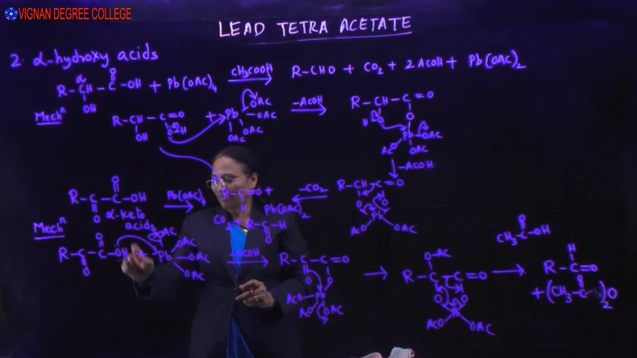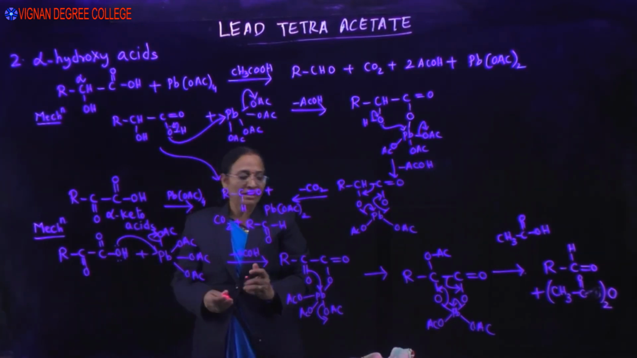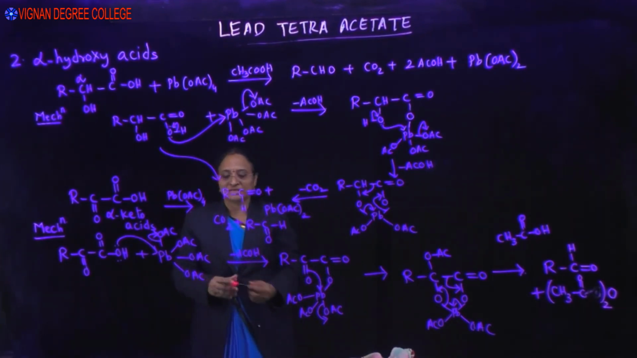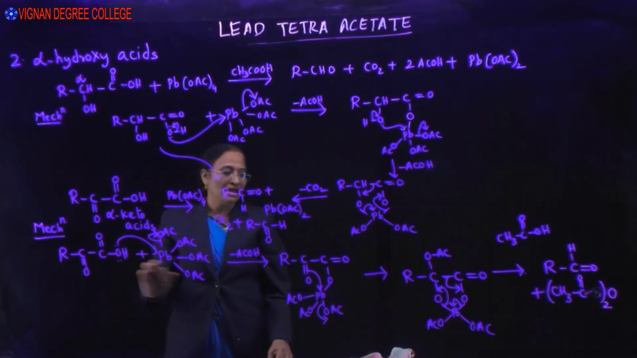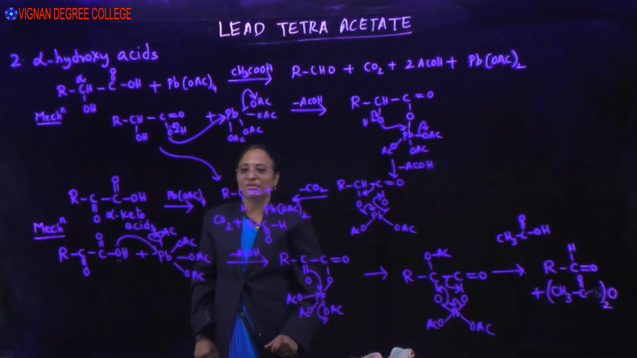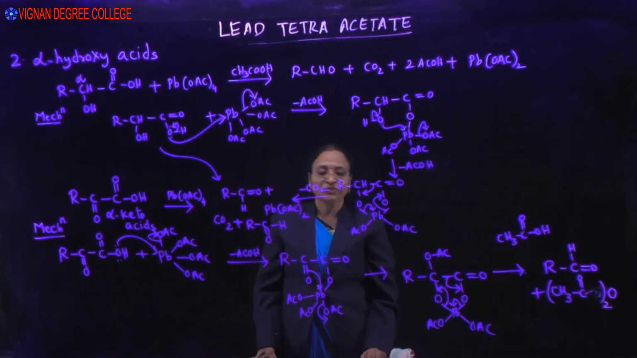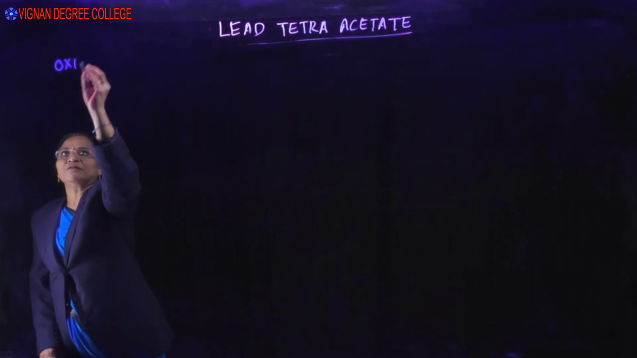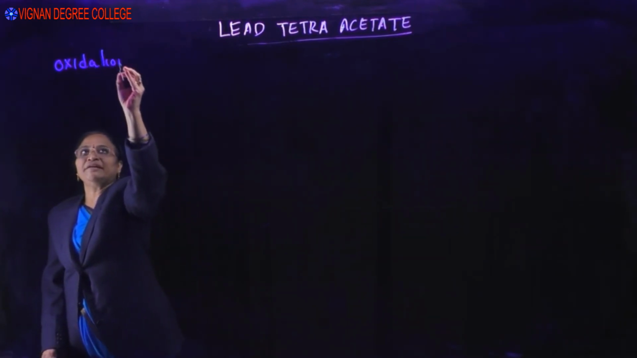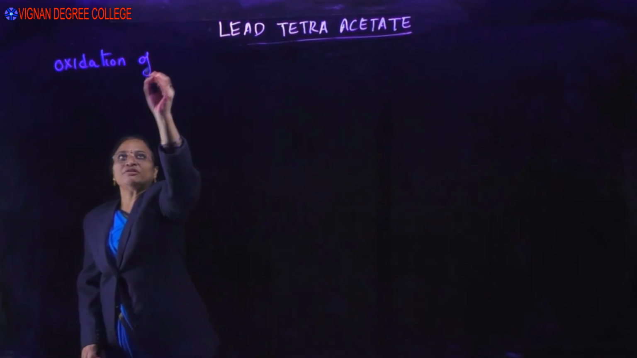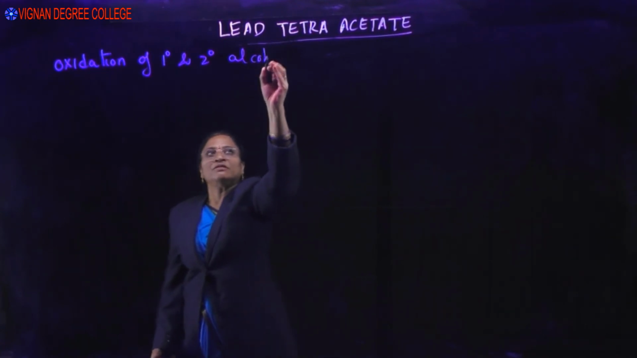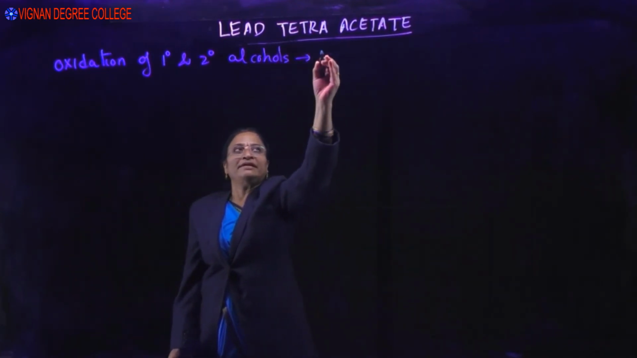So decarboxylation of carboxylic acid will take place to give you the aldehyde as the product in case of alpha keto acids. So both alpha hydroxy acids as well as alpha keto acids undergo decarboxylative oxidation to give you the corresponding carbonyl compounds as the product by using lead tetraacetate. Oxidation of primary and secondary alcohols using lead tetraacetate.